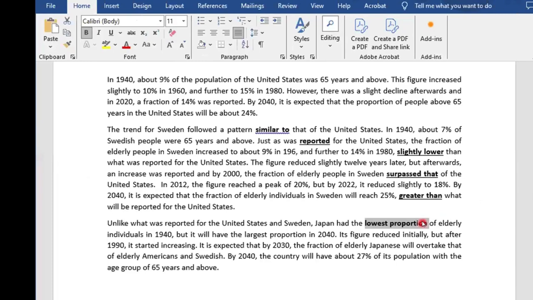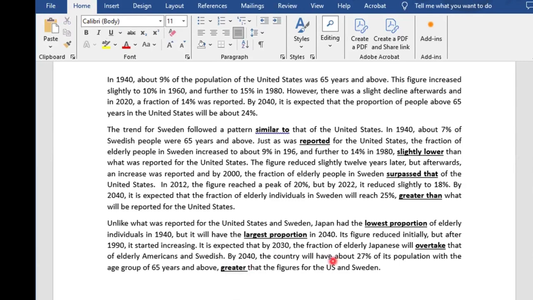So look at my comparison in the third paragraph. Lowest proportion. Can you see another word that indicates comparison? Largest proportion, another word that indicates comparison. That's how you address this. Overtake, that's another word to indicate what? Comparison. And then let me add one thing. By 2040, the country will have figures greater than the figures for the United States and Sweden. Another word for comparison here. Can you see?